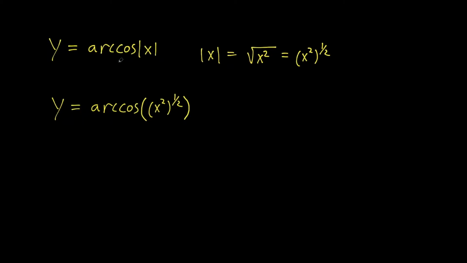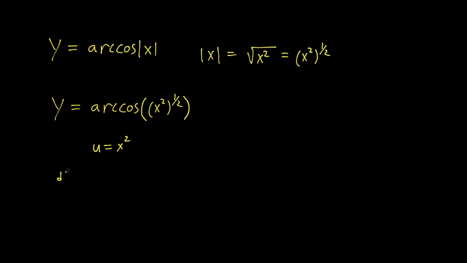So now that we've rewritten arc cosine of the absolute value of x, it's pretty clear that we're dealing with nested functions. We have x squared, which is nested within the square root function, represented by the 1/2, and we have all of that nested within the arc cosine function, which means we're going to be using chain rule, and we're actually going to be using chain rule twice. So we'll start by saying x squared is the innermost of the nested functions, so we'll say u equals x squared.